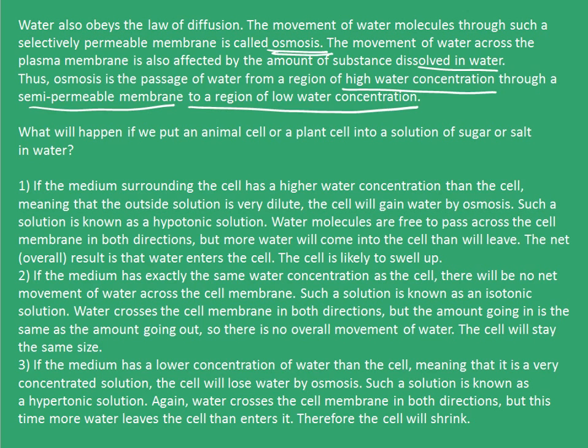Now let us look at some possibilities of what will happen if we put an animal cell or a plant cell into a solution of sugar or salt in water. Case 1: if the medium surrounding the cell has a higher water concentration than the cell, meaning that the outside solution is very dilute, the cell will gain water by osmosis. Such a solution is known as the hypotonic solution.